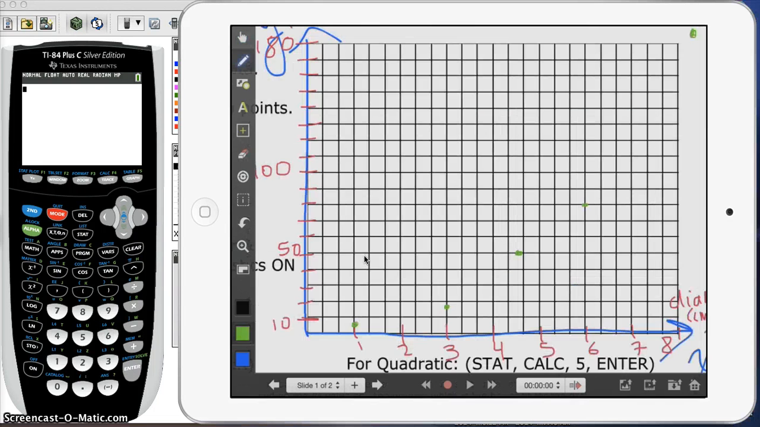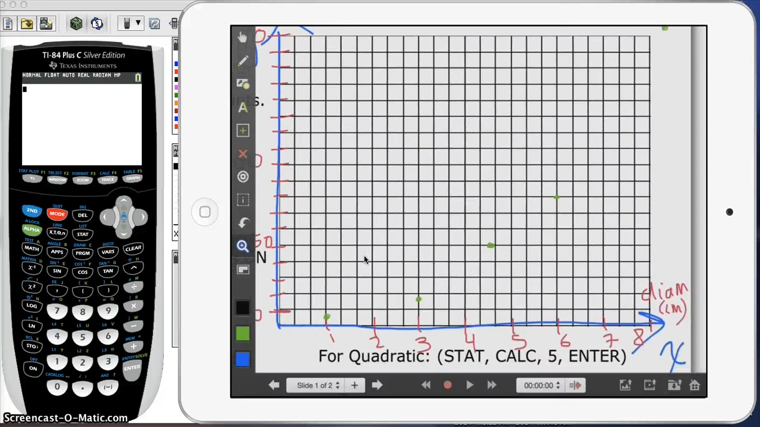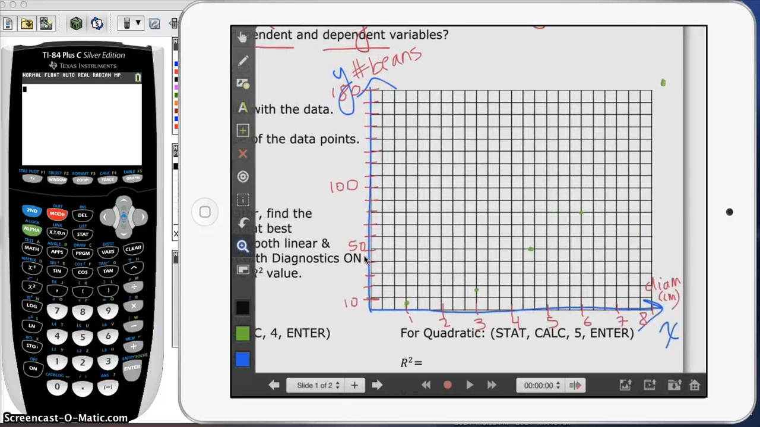Now, as you can see, no, you cannot see. Let me make this smaller so you can see. Okay, so I counted on my x-axis every 3 squares to be 1, 2, and so on, because my highest number was 9.2, so up to 8 was good enough for me. And I counted each one on the y-axis by 10. Now I labeled my x-axis as the diameter in centimeters and the y-axis as my number of beans. And I did plot the points, as you can see.